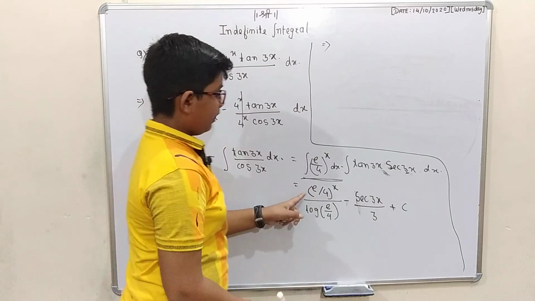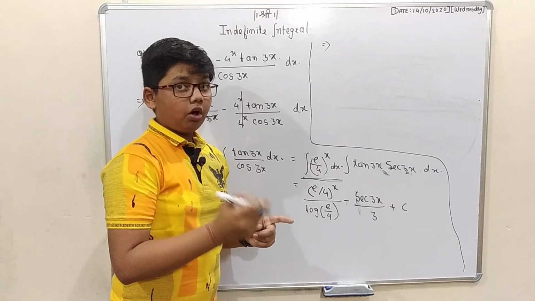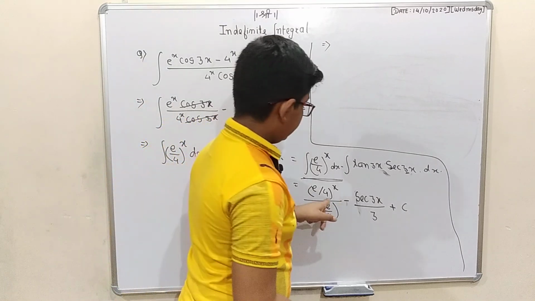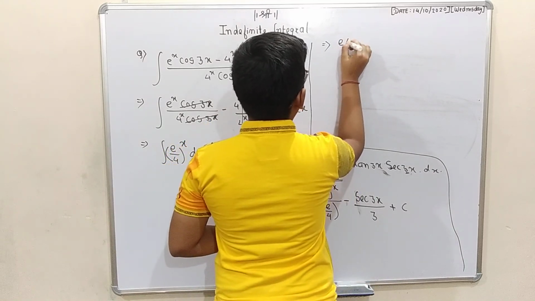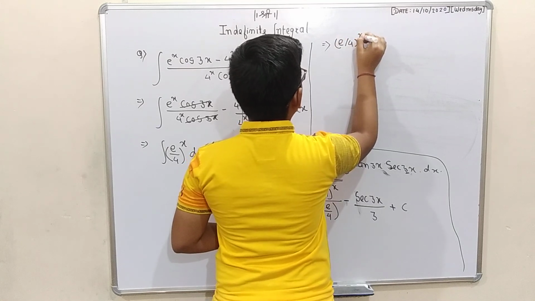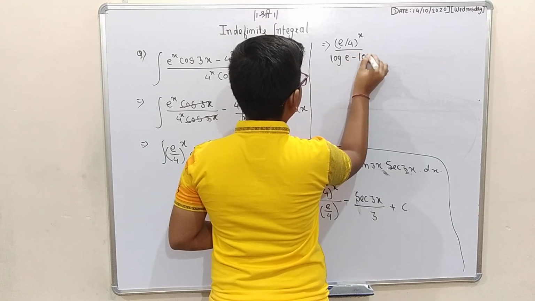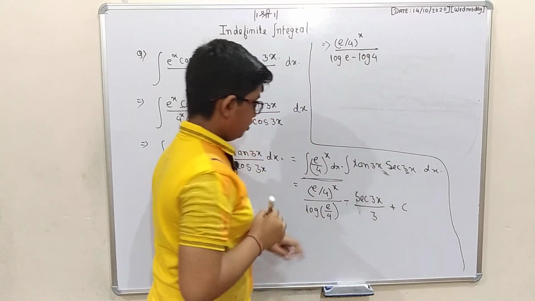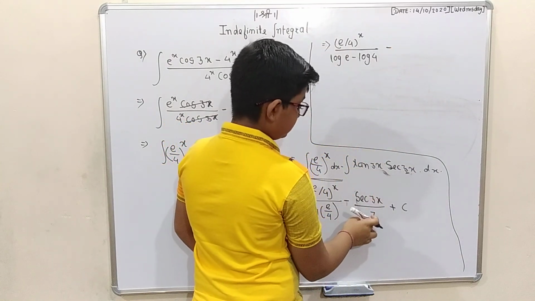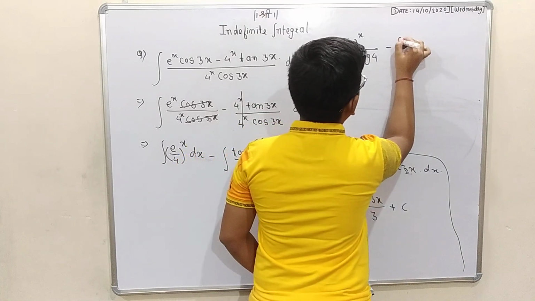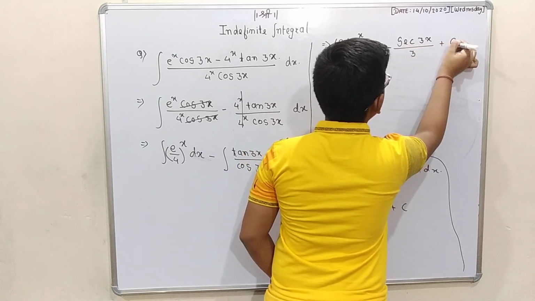Now next step, (e/4)^x divided by log of (e/4). Now what is log of (e/4)? It is log of e minus log of 4. (e/4)^x remains constant. So we can write it like this: (e/4)^x divided by log of e minus log of 4, minus sec 3x divided by 3 plus constant.